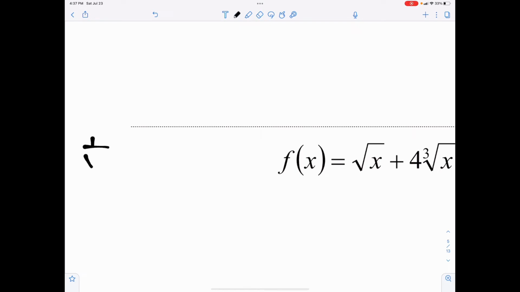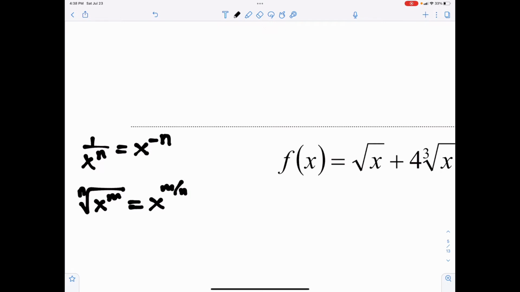Okay, 1 over x to the n power, we're going to rewrite it as x to the negative n power. And then also a radical, so if I have the nth root of x to the m power, we're going to rewrite that as a rational exponent of x to the m over n. Okay, so we're going to use those two right now.